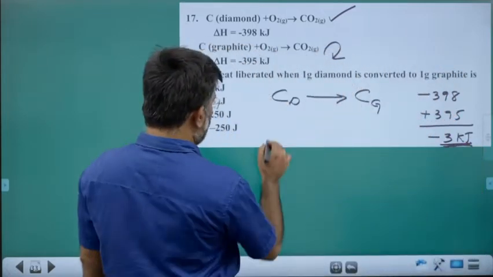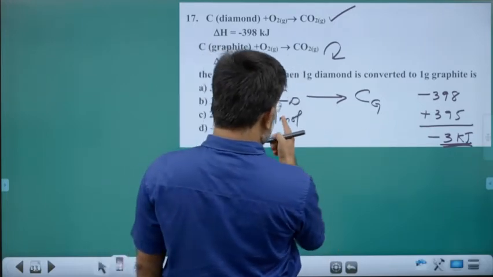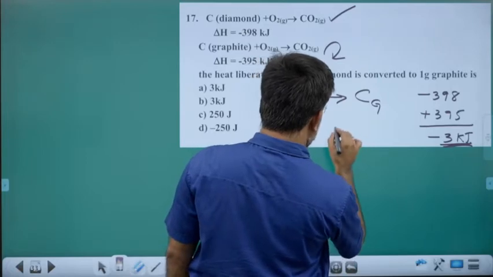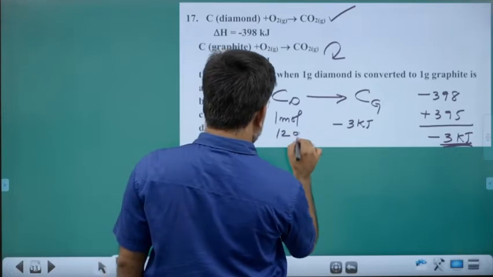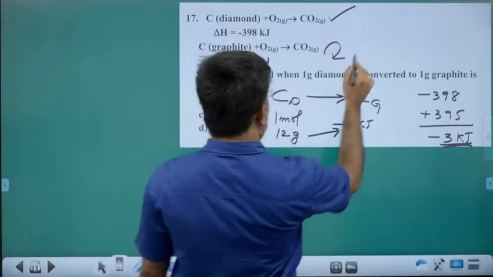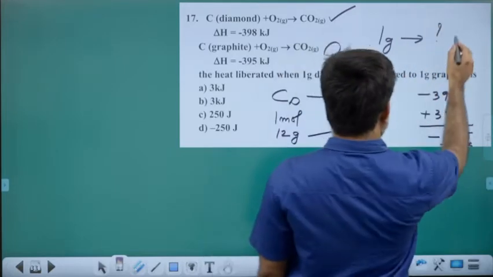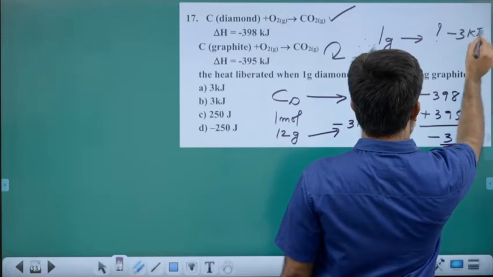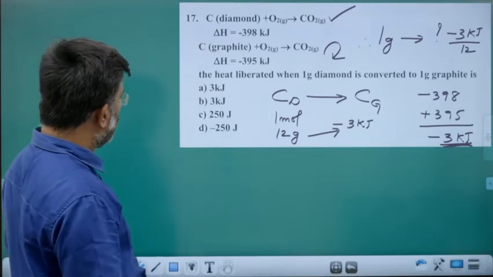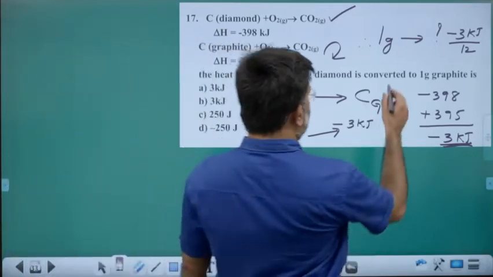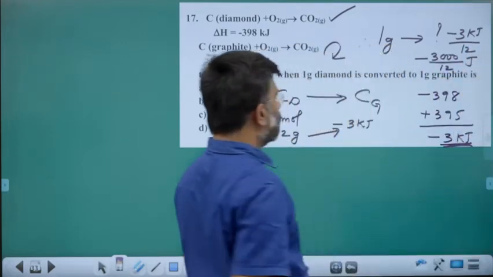So for the conversion of 1 mole of diamond to graphite, the data is minus 3 kilojoule. 1 mole means 12 gram. Therefore 1 gram, what is the value? It is minus 3 kilojoule divided by 12. So it is minus 3000 joule divided by 12 will take you to the answer.